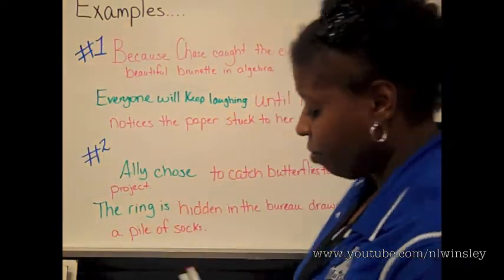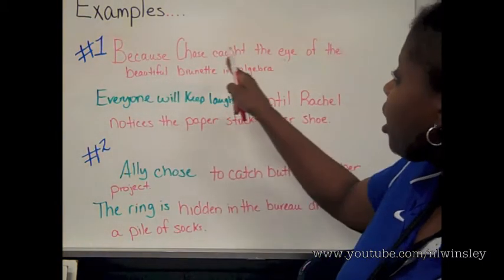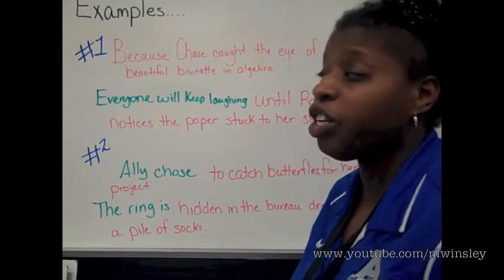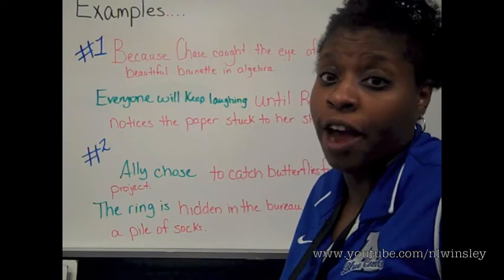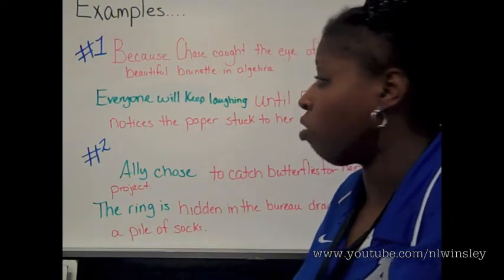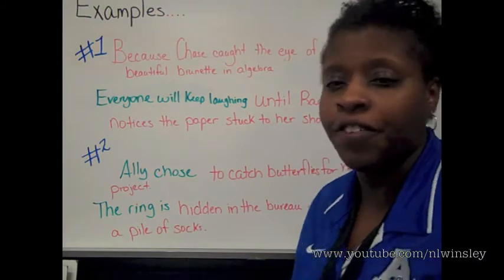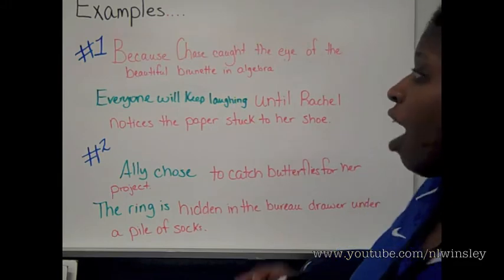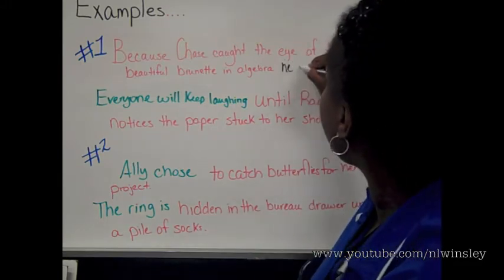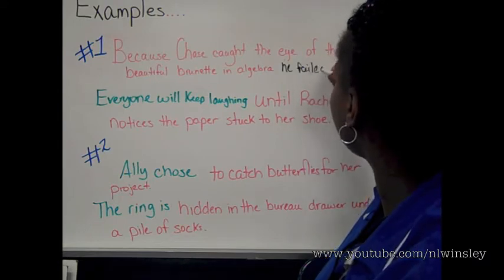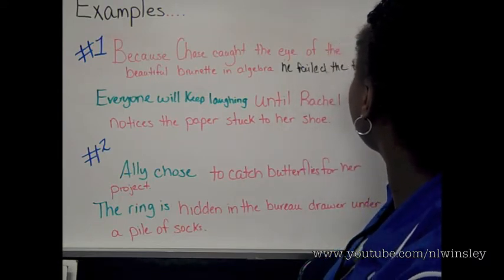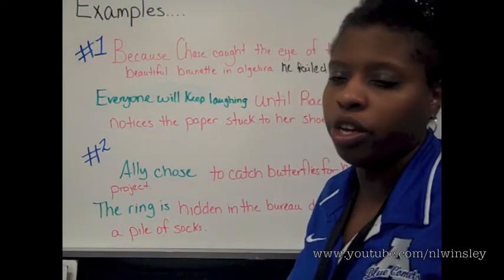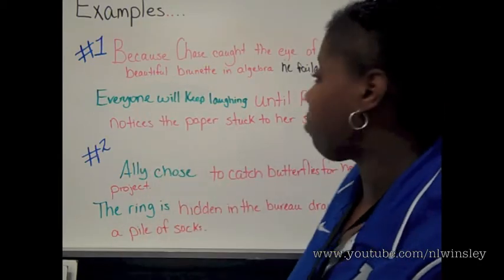So let's do a couple. All right, in the first sentence it says, because Chase caught the eye of the beautiful brunette in algebra. Clearly this is spot fragment number 2, a dependent clause all along. So we have two ways of fixing this sentence. We can either add information about it. Because Chase caught the eye of the beautiful brunette, he failed the test. That's one way that we could fix this fragment.